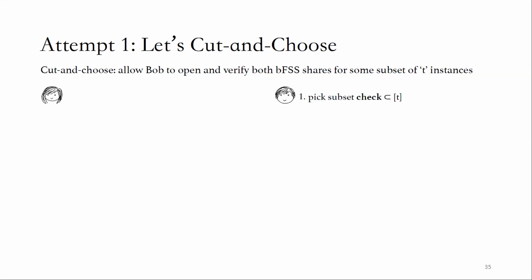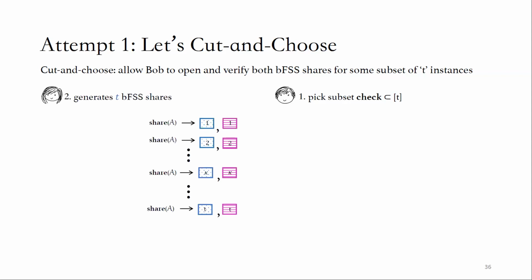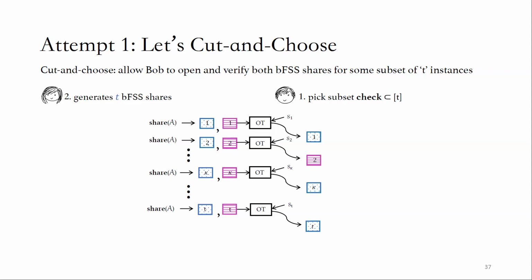So here, Bob gets to pick some subset of indices, and Alice secret shares her set T times, where T is a cut and choose parameter. Now they do the usual thing with the oblivious transfer, and Bob learns his shares. Now, Bob reveals the indices that he would like to check, and Alice promptly responds by presenting both FSS shares at each of these indices.